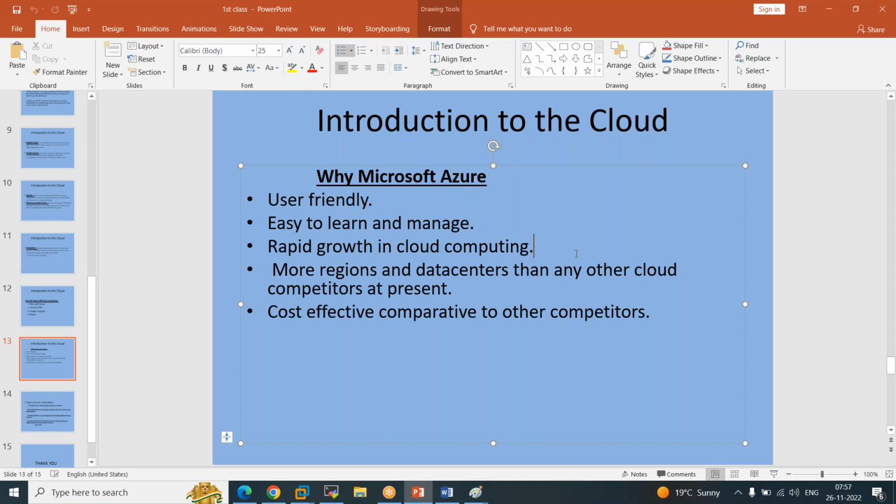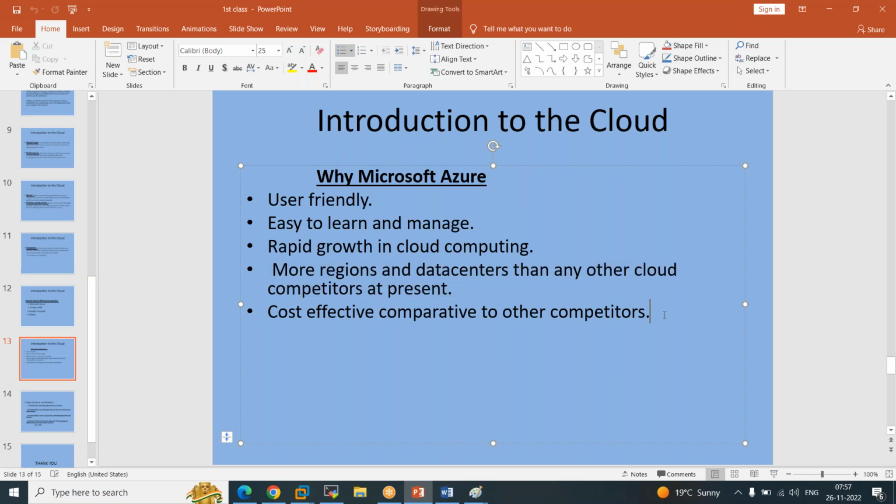Rapid growth in cloud computing. If you compare the infrastructure of Azure and AWS, Azure has gone too far, in fact, in terms of infrastructure. They have more regions and more countries right now than AWS. More regions and data centers than any other cloud competitor at the moment. Azure will definitely be the leader in the future also because they are getting rapid business. They are building the equivalent infrastructure as they are covering more countries where there is no coverage by AWS.